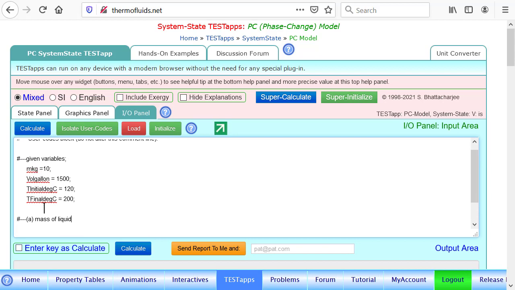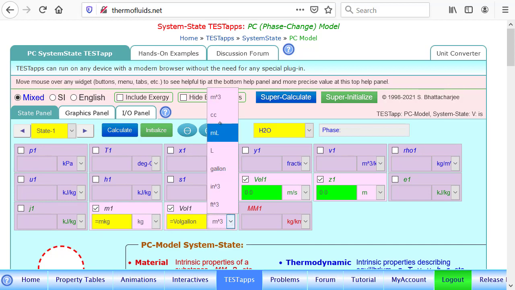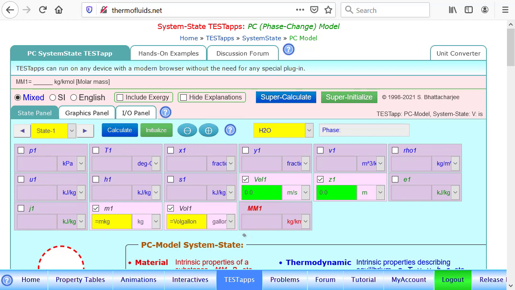So let's go enter all of this in the state panel. For state 1, what we know is the mass in kg, volume in gallon. I think I defined the variable as gallon. But notice we have to pick the correct unit here. If gallon is not present, we have to convert it to something that is present, so we just pick gallon. So in other words, if we don't pick gallon, then this number will not reflect so many gallons. It will be something else.